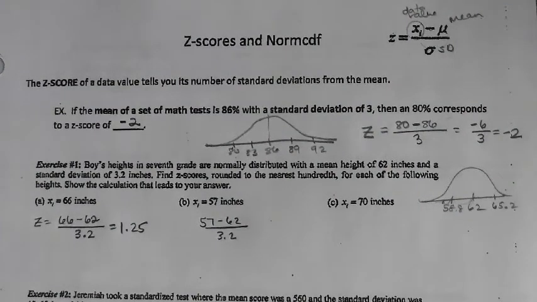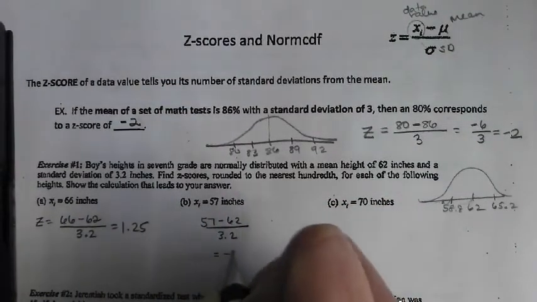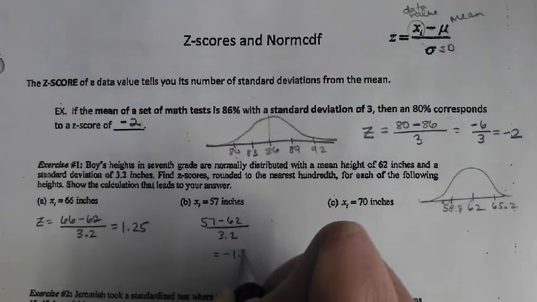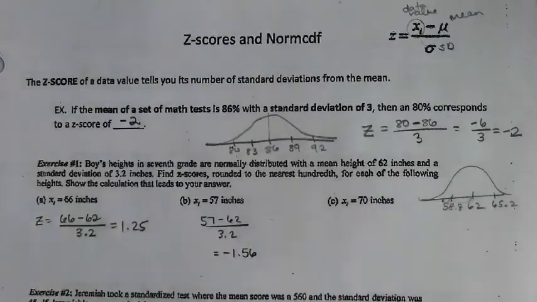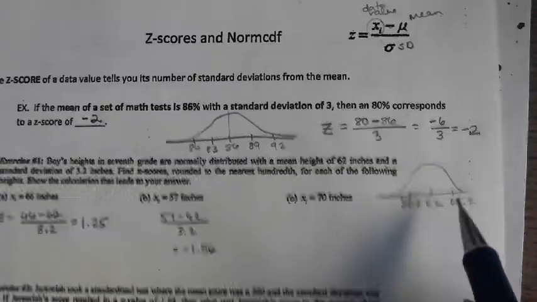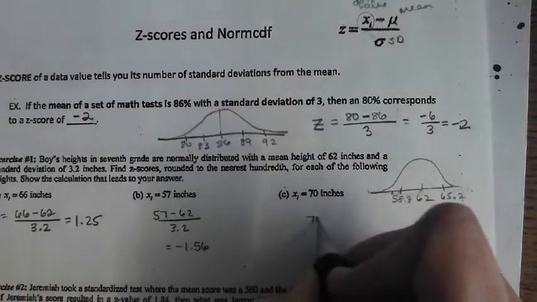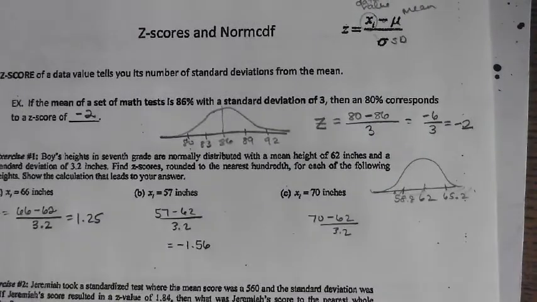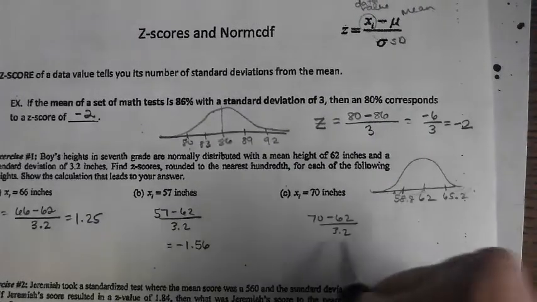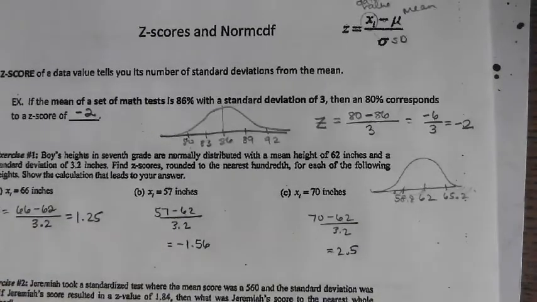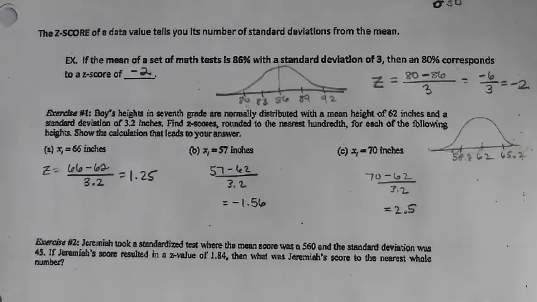Make sure you do your subtraction on your numerator first. So this is going to be -1 point, it says to the nearest tenth, right? Oh, nearest hundredth. -1.56. Okay? 70 looks like it's going to be at least 2 above. So I'm expecting 2 point something. So that would be 2.5. Okay? So z-scores. Any questions? We've been doing it. Now we're just putting a name on that. When we've been kind of correlating it to that number of standard deviations, that's the z-score of that number. Okie doke?